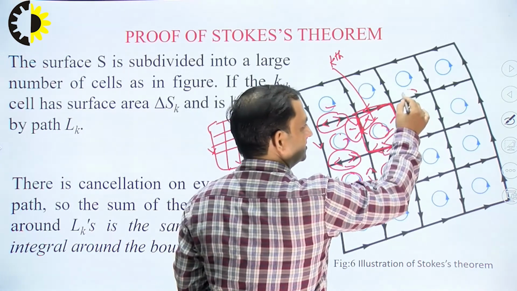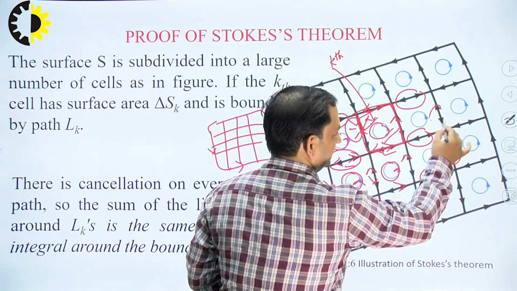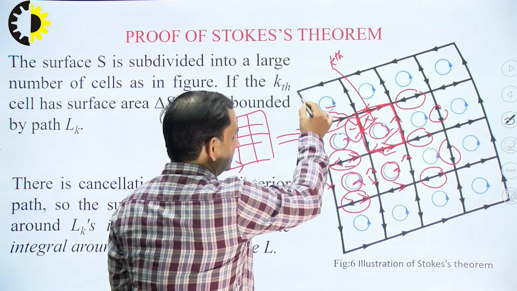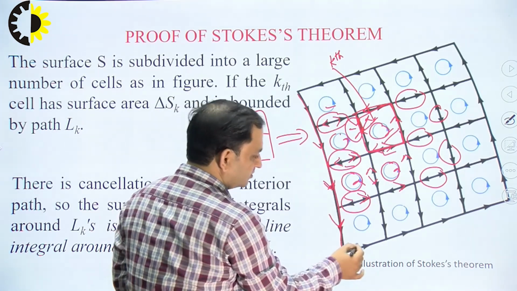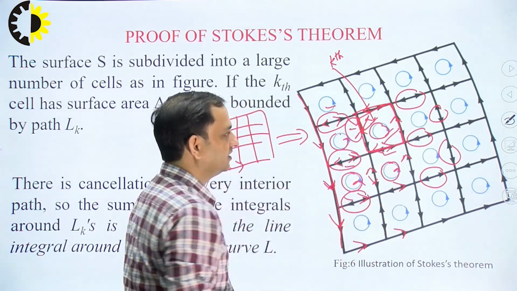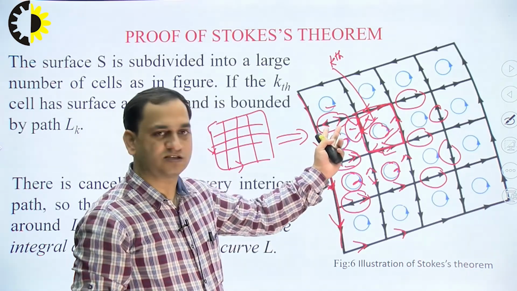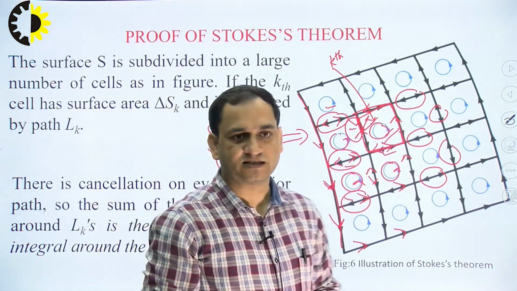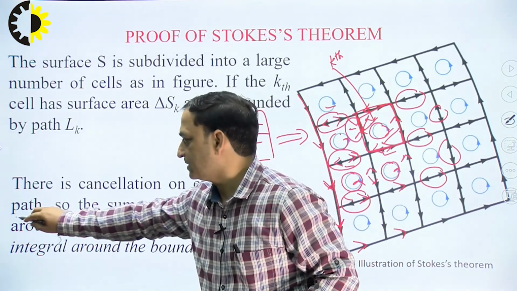So in this case, this one cancels with the other, this one cancels, this will cancel, like that. If you look very closely, you will see that the outer boundary direction is the same, but inside the surface, when we have taken the small chunks of the surface, these directions will cancel out each other within the boundary. So we can say there is a cancellation on every interior path, right?